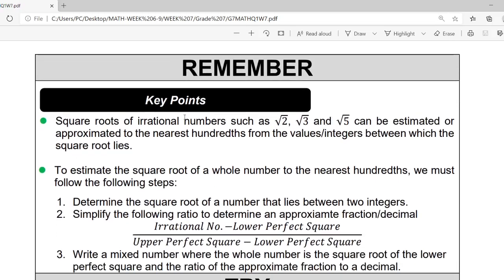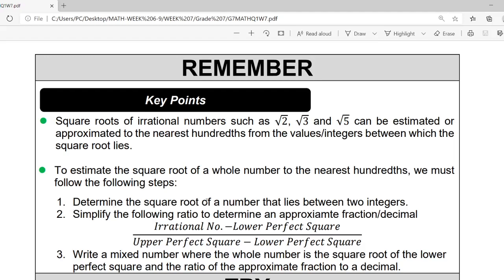Okay, so with the key points here, these are the things to remember. We have here the square roots of irrational numbers such as square root of 2, square root of 3, and square root of 5 can be estimated or approximated to the nearest hundredths from values or integers between which the square root lies. So to estimate the square root of a whole number to the nearest hundredths, we must follow the following steps.